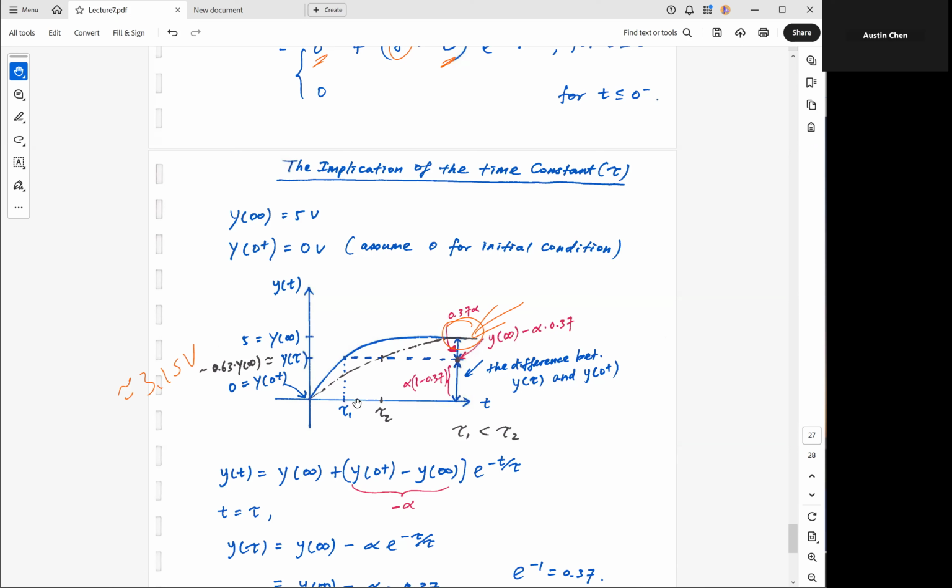And of course you can do this again. You can say, well, I can afford to wait for 2 tau, 3 tau, 4 tau, and so forth. And then you'll be seeing somewhere in between, between 63% and 99.3%. So it all depends on how patient you are and how long you're willing to wait.